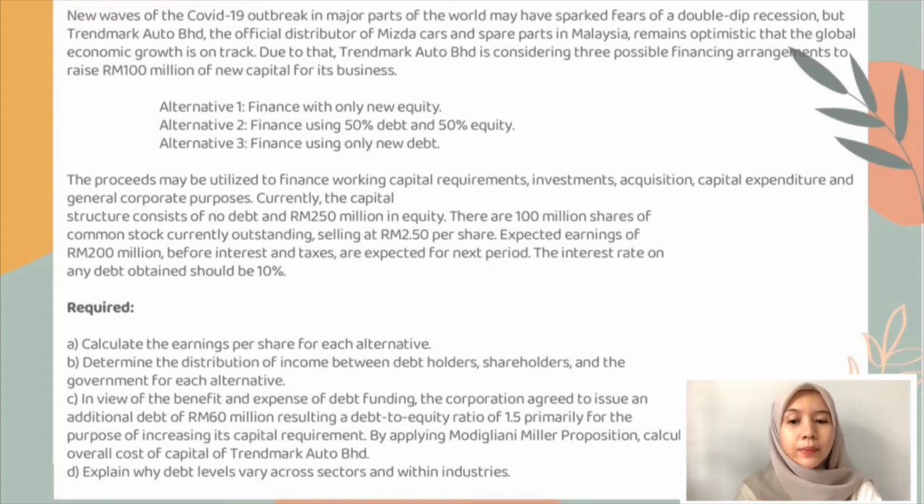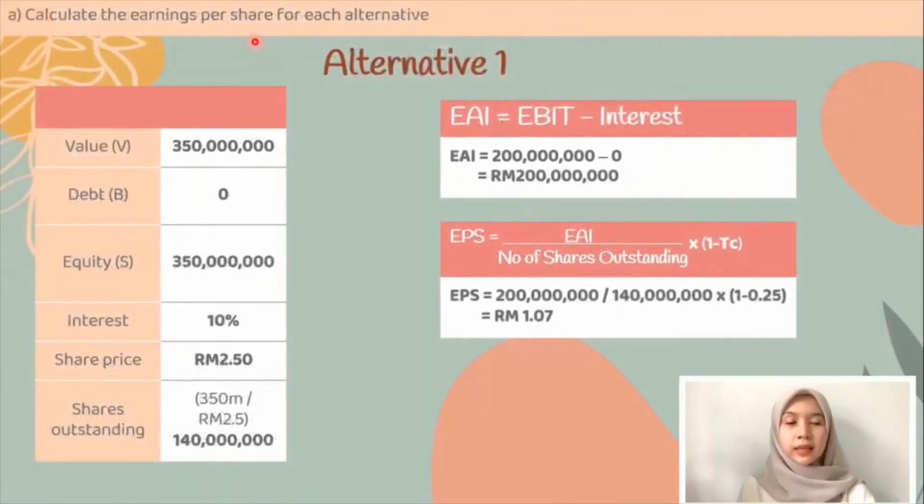Currently, the capital structure consists of no debt and 250 million ringgit in equity. There are 100 million shares of common stock currently outstanding, selling at RM2.50 per share. Expected earnings of 200 million before interest and taxes are expected for next period. The interest rate on any debt obtained should be 10%. Calculate the earnings per share for each alternative.